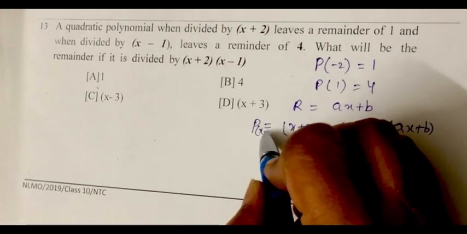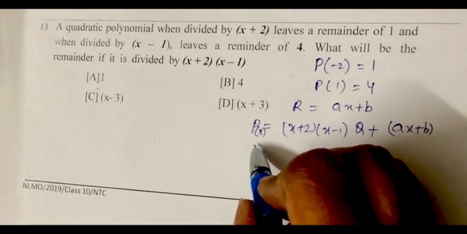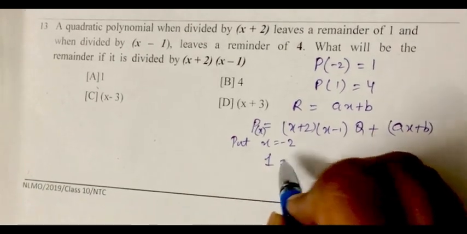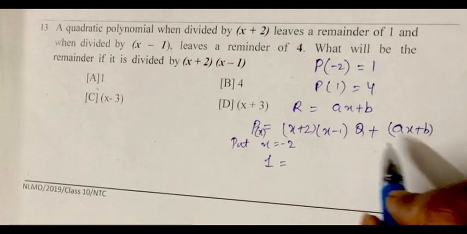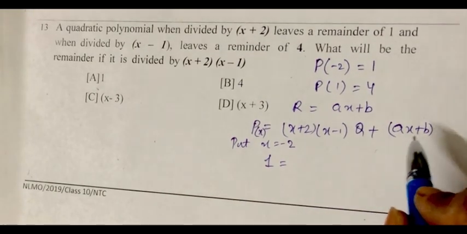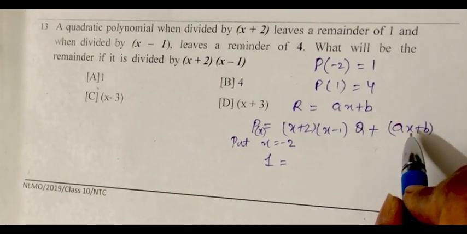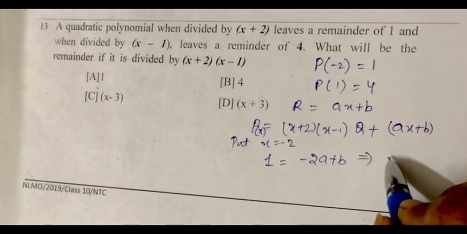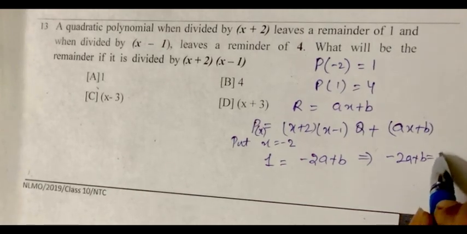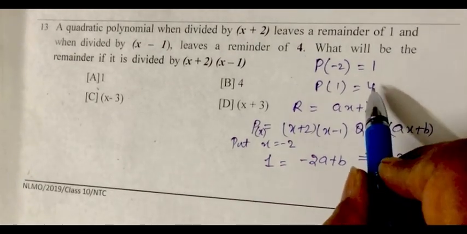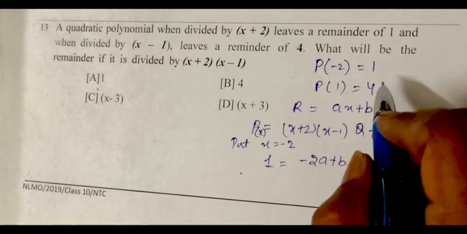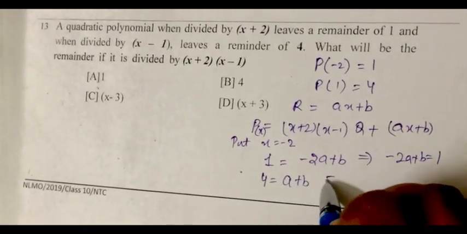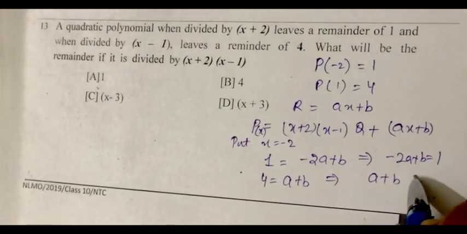We can write it here as P of x. P of minus 2 is 1, so put x equal to minus 2. So it becomes 1 equal to, this part becomes 0, and ax plus b at x equal to minus 2 becomes minus 2a plus b. So we have one equation, minus 2a plus b is equal to 1. Now you put P of 1. So it becomes 4 equal to a plus b. So another equation becomes a plus b is equal to 4.